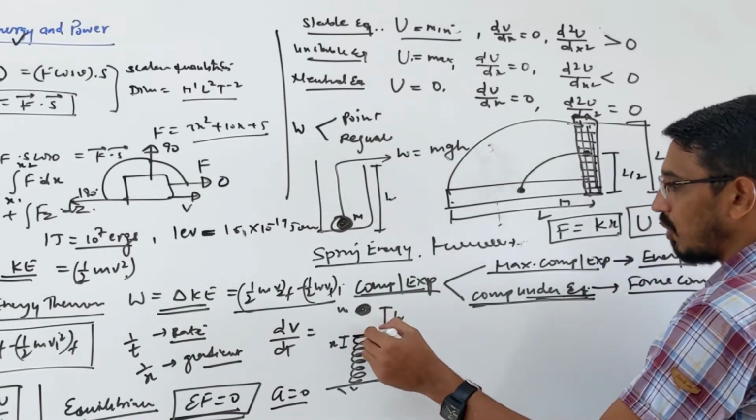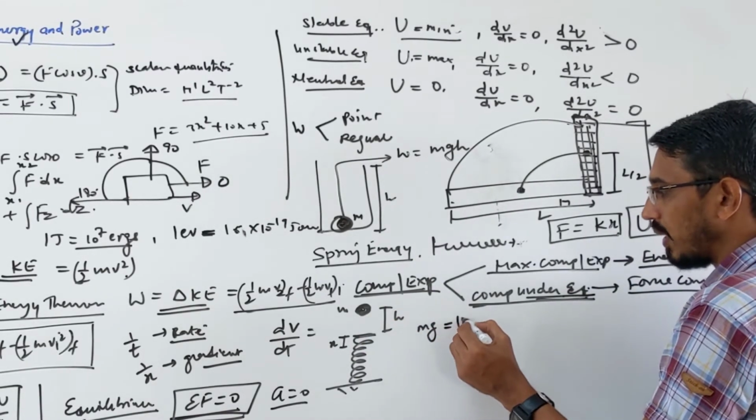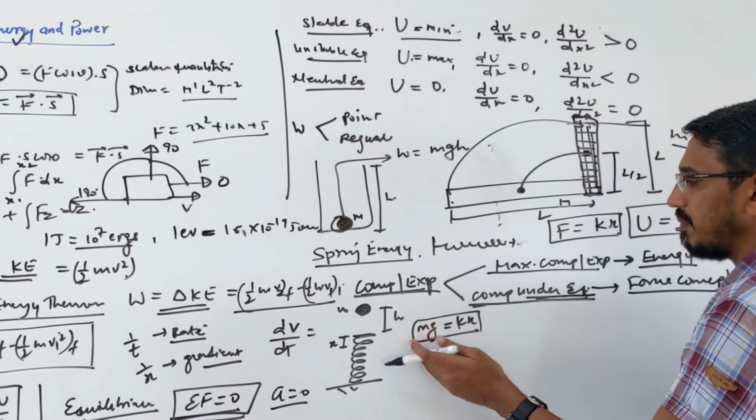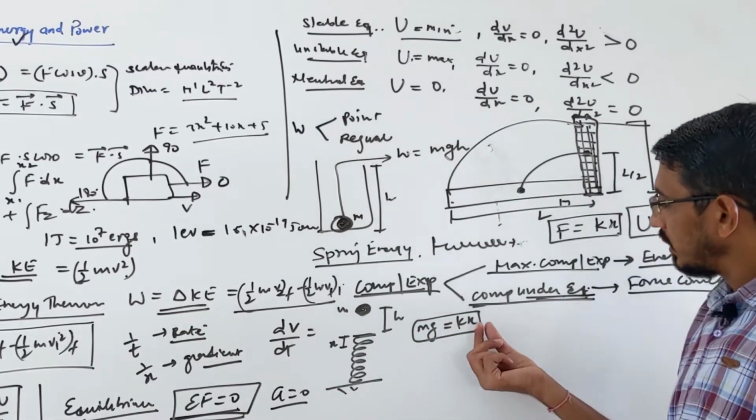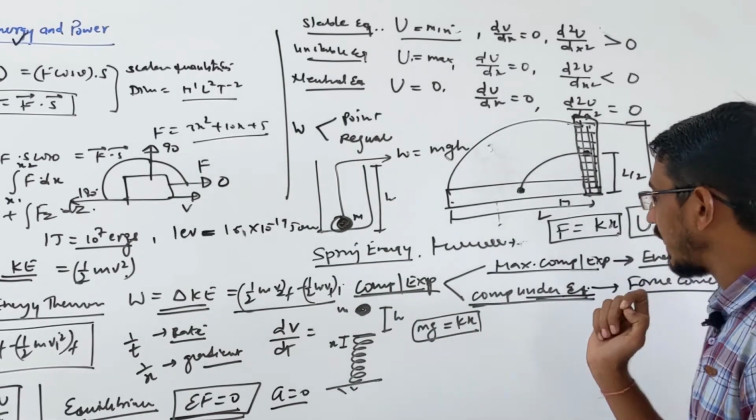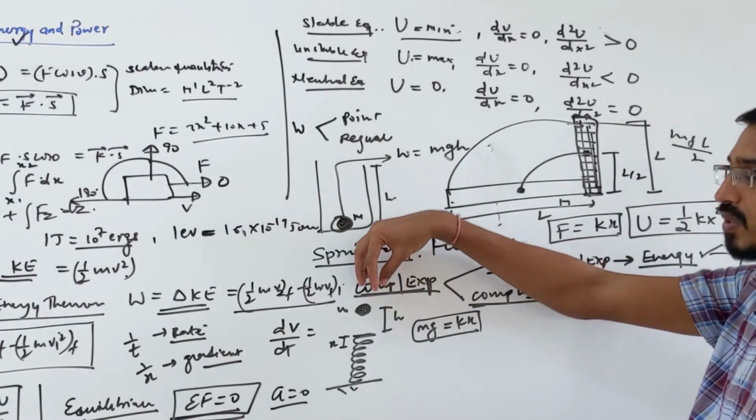So the force due to this ball is mg downward, equal to the force in the spring, kx. Or you write mg minus kx is equal to 0. So this x you can find now. But the same question I ask you: what is the maximum compression when you drop it from height h?